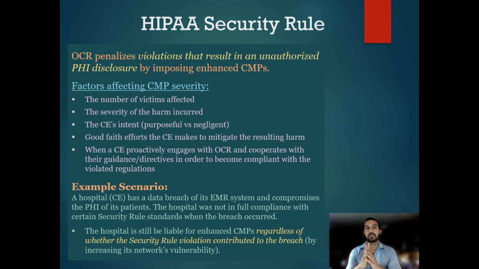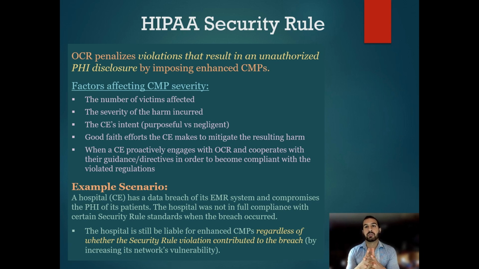Also, the last two reflect mitigating factors. So good faith actions that CEs engage in to mitigate the resulting harm. So if they immediately notice that there's a data breach and they were out of compliance, they immediately notify all the victims, and they provide them with, say, 2-3 years of free identity theft monitoring, and notify OCR right away. That would be an example of a good faith effort. And also, when the covered entity proactively engages with OCR and cooperates with their guidance and directives in order to come back into compliance. So these mitigating factors would usually occur more so when the violation was a result of negligence on behalf of the CE. It wasn't their intention to violate the security rule regulation.